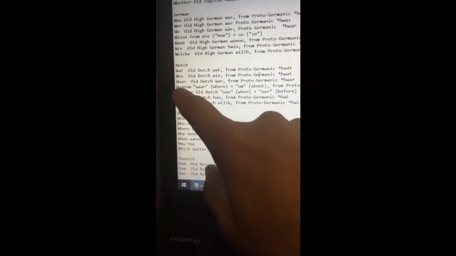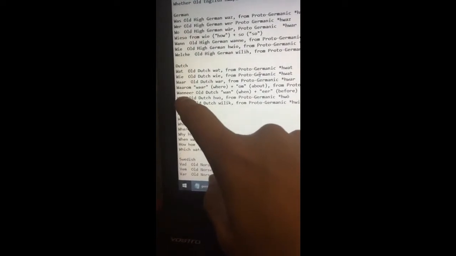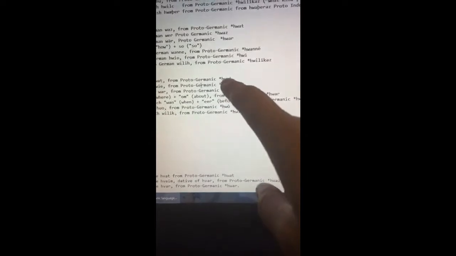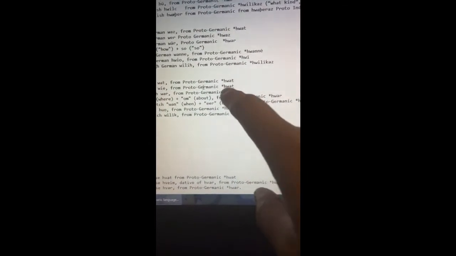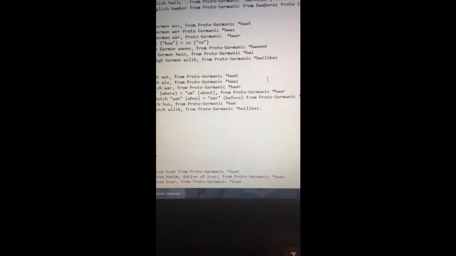Huilikas. Dutch, we got wat, wie, waar, waarom, wanneer, hoe, welke. And again, we got the same thing. We got what, that is wat, waar.